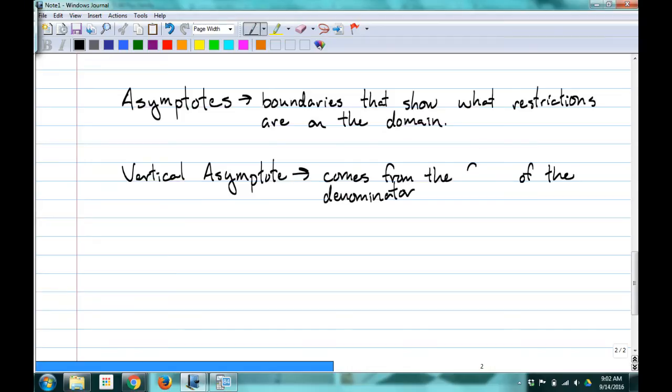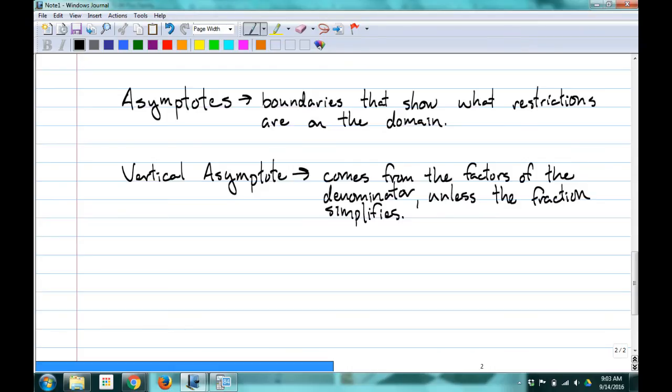I'm going to change that from zeros to factors. That's a better way. Okay, vertical asymptotes come from the factors of the denominator, and consequently the zeros of the denominator. We factored the denominators to find the domain, so when we do that, it can help us find the vertical asymptotes. It's kind of like a 2-for-1 deal.